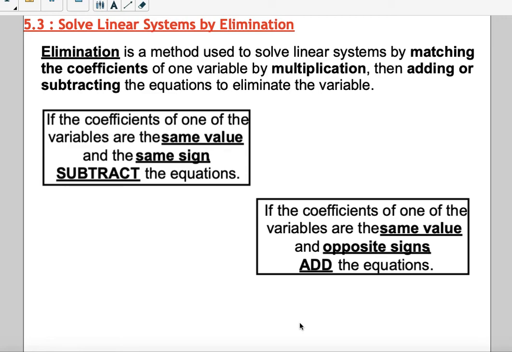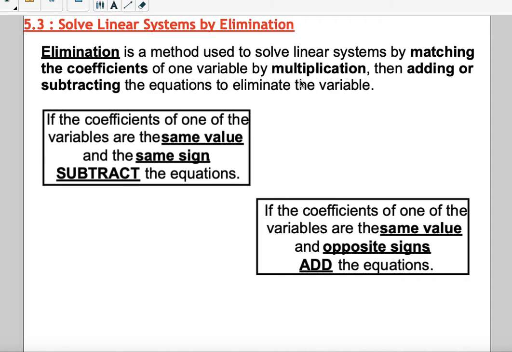Looking at solving linear systems by using the elimination method. So elimination is a method used to solve linear systems by matching the coefficients of one variable by multiplication, then adding or subtracting the equations to eliminate the variable. So if the variable coefficients already match, you don't need to do multiplication.